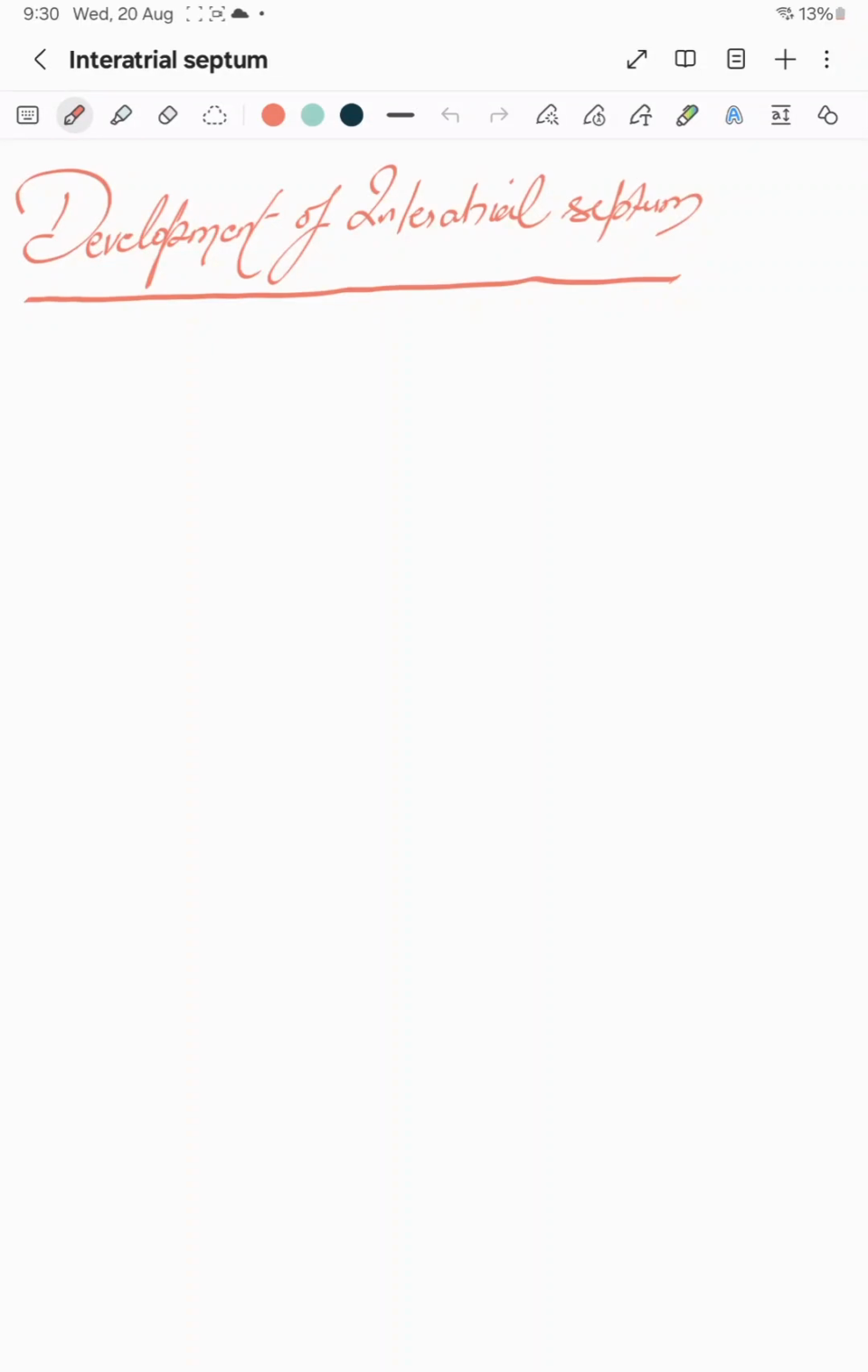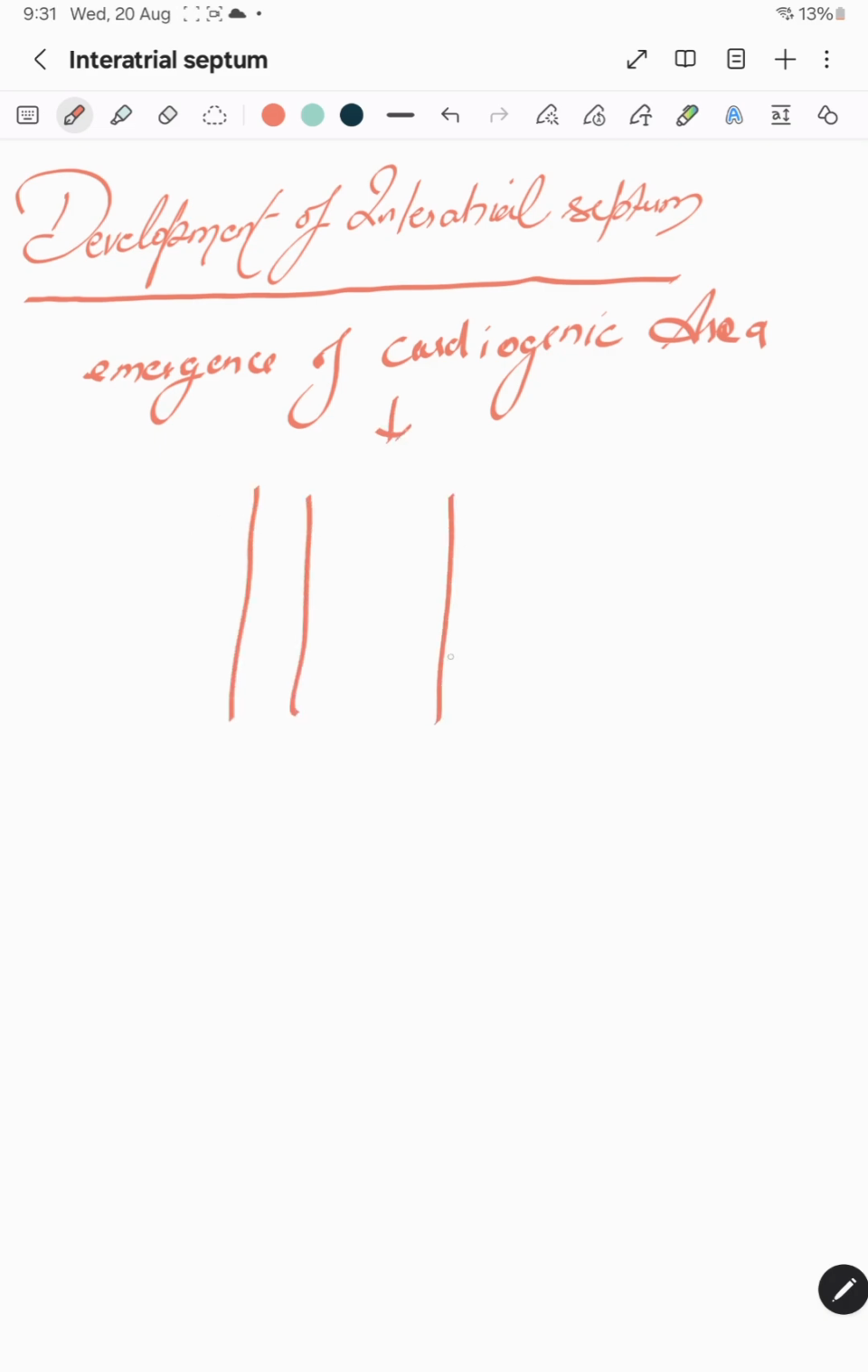Today, the topic is development of interatrial septum. It is one of the most commonly asked questions. So, the development of heart starts with the emergence of cardiogenic area. Cardiogenic area leads to the formation of two tubes, one tube.